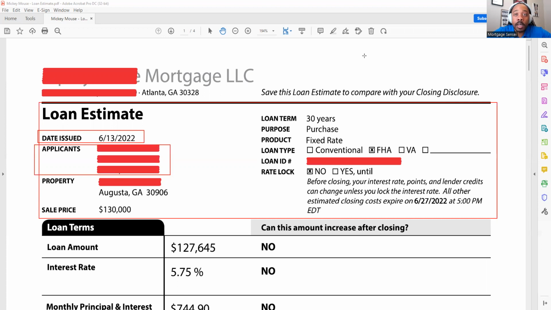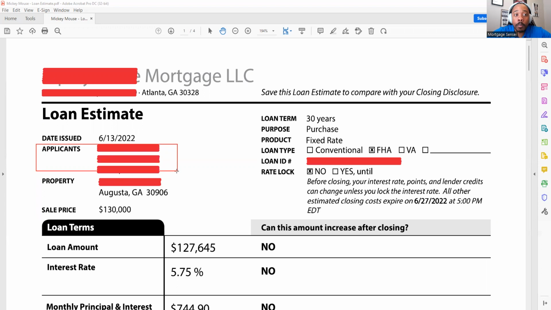The applicant information is going to be your personal information. It'll be your full name along with your current address, primary residence address. Going below that, you'll see property information. This is the subject property, or the home in which the loan is going on to.